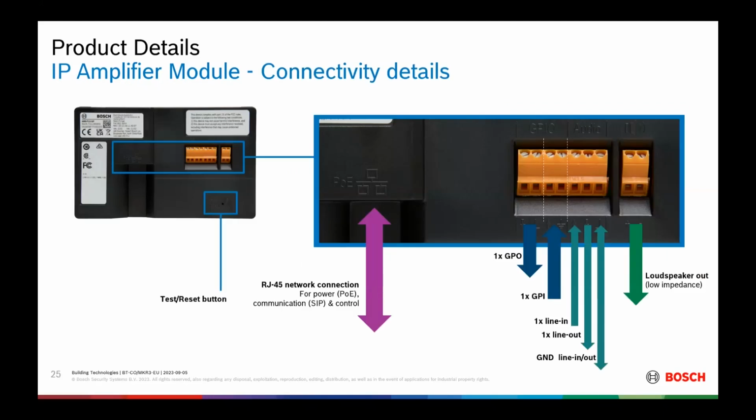Here you can see the connection details of the AMP module. So PoE network port for communication and control on the left-hand side, then the GPIO terminal with one GPO and one GPI, the audio terminal with one line in and one line out, and additionally the output for a passive loudspeaker, which is only available at the module. Also, the IP AMP module has a physical button for test and reset purposes.